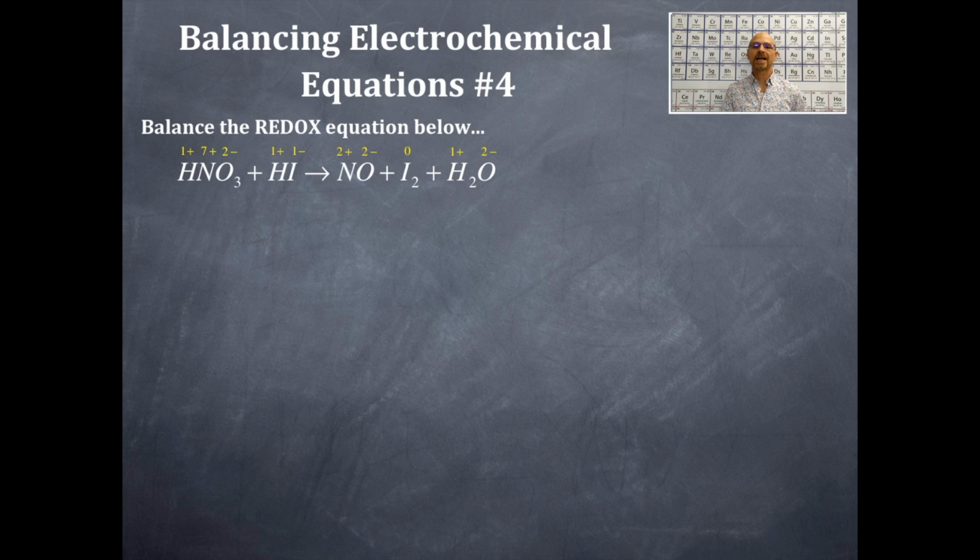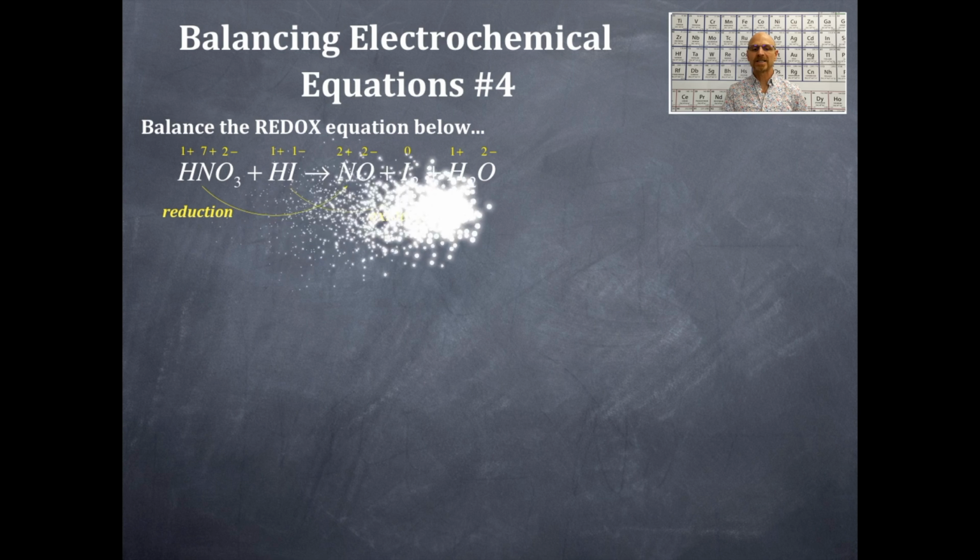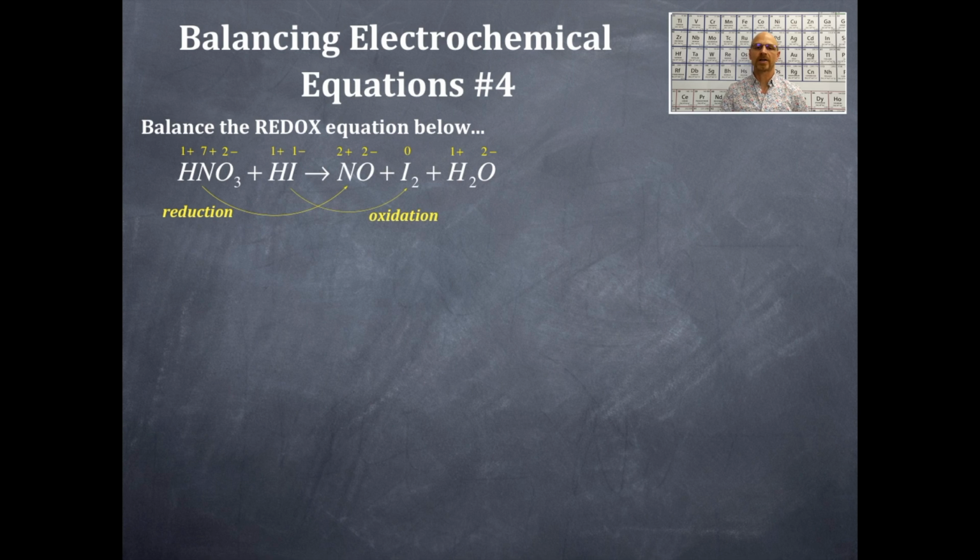Now what we need to do is identify the elements which change in oxidation number. You should see that the nitrogen changes in oxidation number, as well as the iodine. Going from a +5 to a +2 is a reduction in oxidation number, so that's going to be the reduction half reaction. Going from a 1- to a 0 is an increase in oxidation number, and that is oxidation.